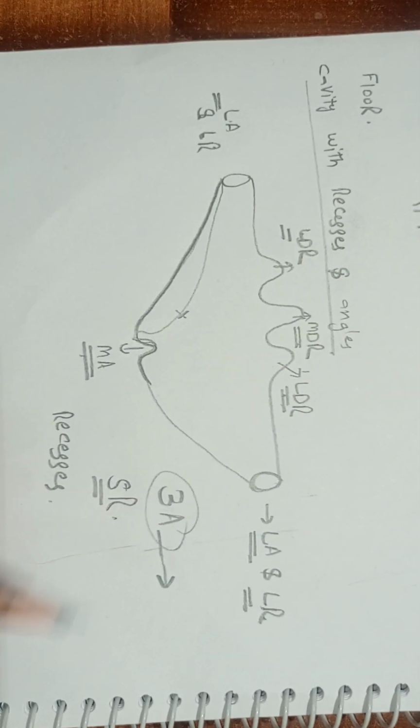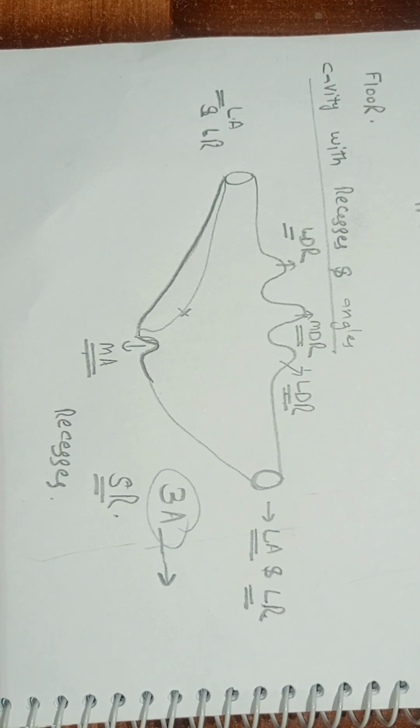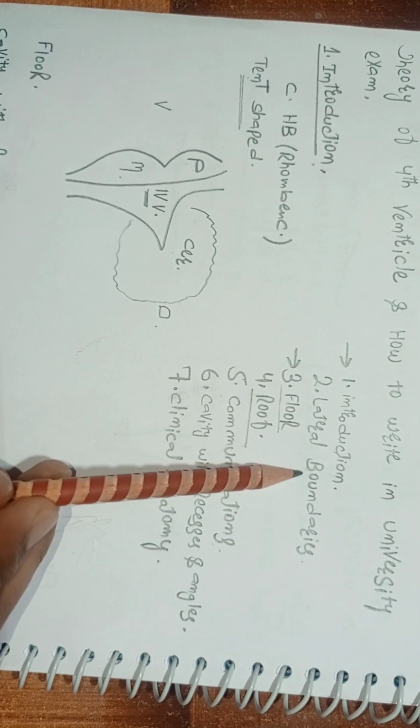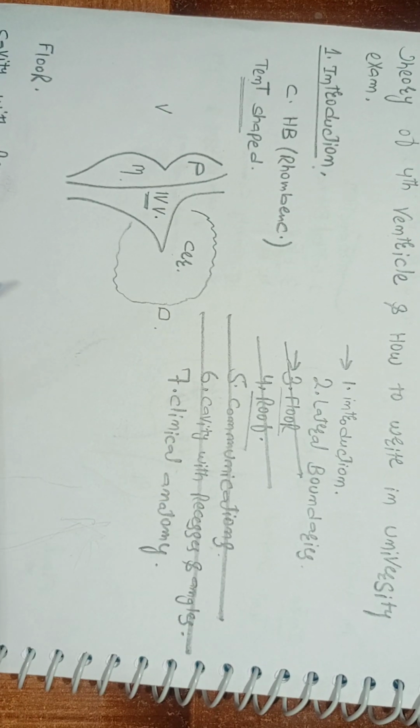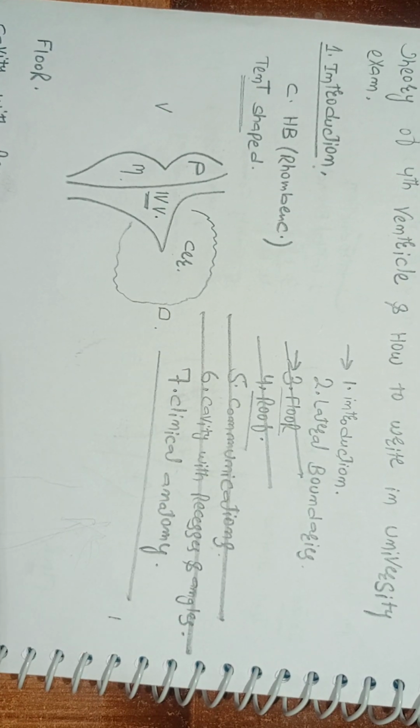Clear? Now we have the last topic of the fourth ventricle, that is its clinical anatomy. So we completed the introduction, lateral boundaries, floor, roof, communications, and cavity with recesses and angles. Now we have the clinical anatomy of the fourth ventricle.